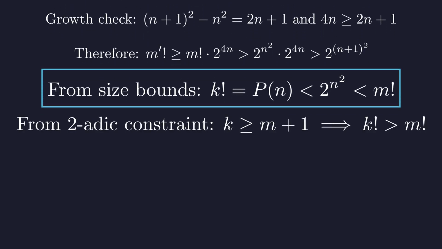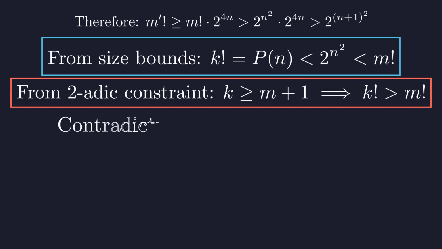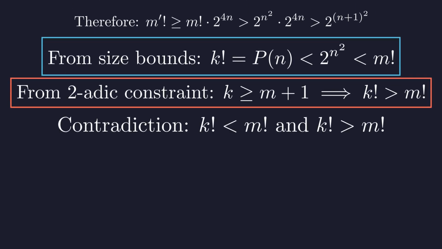Now for the second part of our contradiction. From our two-adic valuation constraint, we know that the integer k must be greater than or equal to m plus 1. Because the factorial function is always increasing, this directly implies that k factorial must be greater than m factorial. We have now proven two mutually exclusive statements: that k factorial is strictly less than m factorial, and also that k factorial is strictly greater than m factorial. This is a fundamental contradiction. Our initial assumption that a solution could exist for n greater than or equal to 6 must be false.